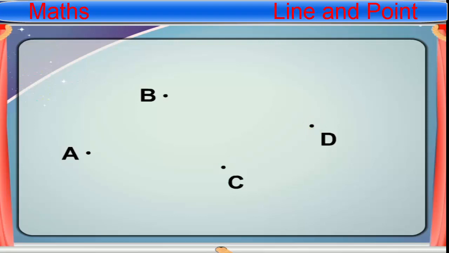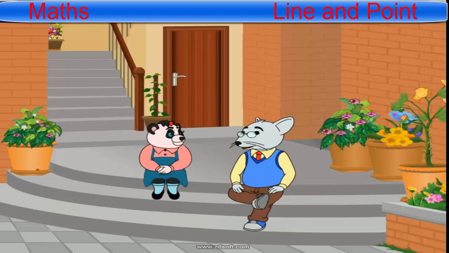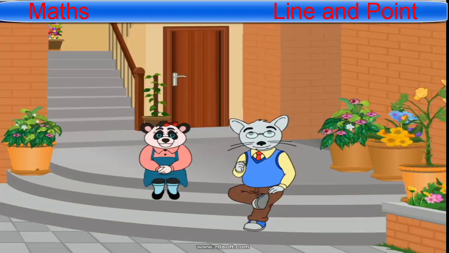Students, we generally use the English alphabets to name the points. And we generally use the capital letters of English alphabets to name the points. Therefore, we named these points as A, B, C, D. Students, now you can easily identify and name the points. Can you not?